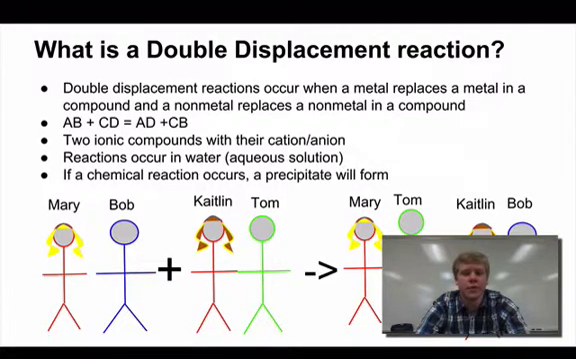Well, a double displacement reaction occurs when a metal replaces a metal in a compound and a non-metal replaces a metal in a compound. Now, showing this in variables, we can see that AB plus CD equals AD plus CB. Now, essentially, two ionic compounds are switching their cation or their anion, whichever way you like to think about it. I personally like to keep the cations in the same spot and just switch the anions.